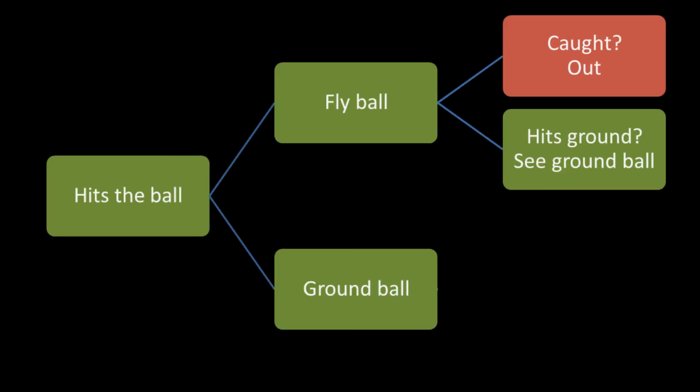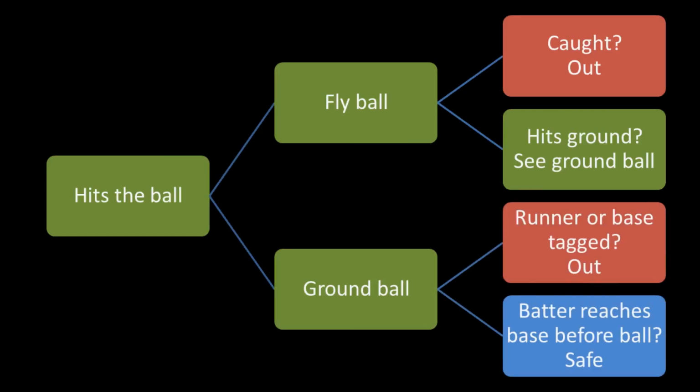And if the defense picks up this ground ball, they can either tag the batter or first base before the batter can touch the base himself. And if the defense can do this, then the batter is out. If the batter gets to first base, though, before the defense can tag him or the base, then he becomes a base runner, and the next batter will come to the plate to bat.